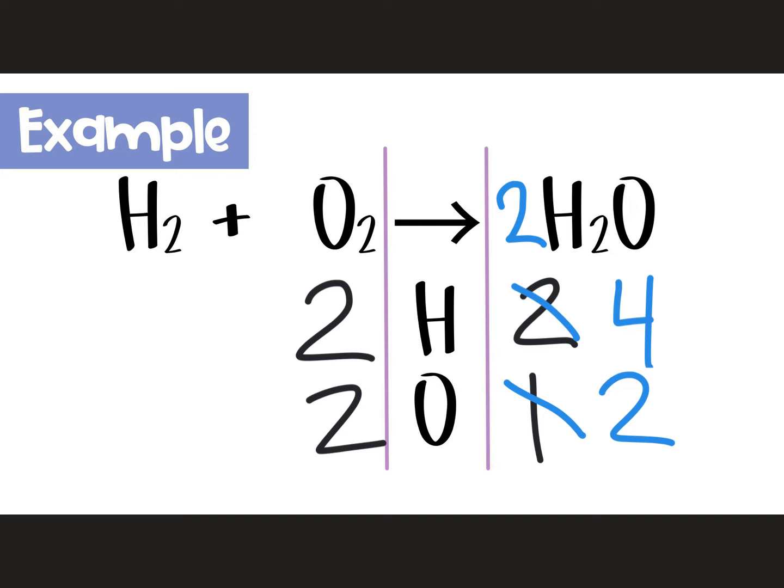In order to balance it, we need to update the number of hydrogens on the reactant side to 4. To do this, we will need to double the number of hydrogens. Now that we have the same number of hydrogens and the same number of oxygens on both sides of our reaction, we are done balancing.